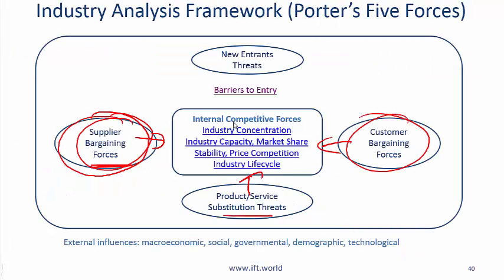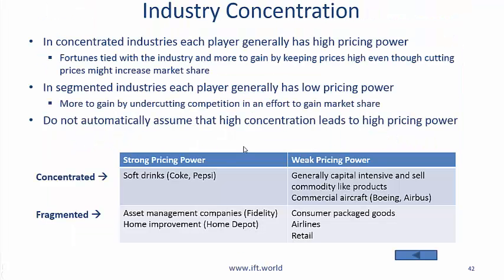Next, we look at the internal competitive forces within an industry. So look at industry concentration. In concentrated industries, each player generally has high pricing power. So some people get confused about this, so I just want to emphasize the point. Concentrated industry means few players. All right, so in theory, if you have few players, then the pricing power will be high.